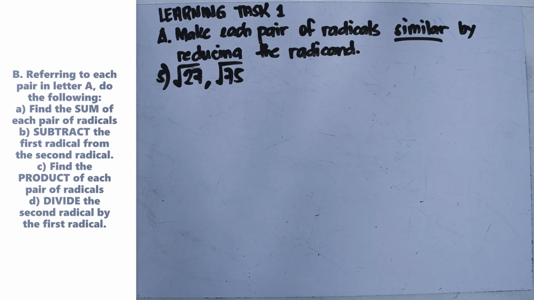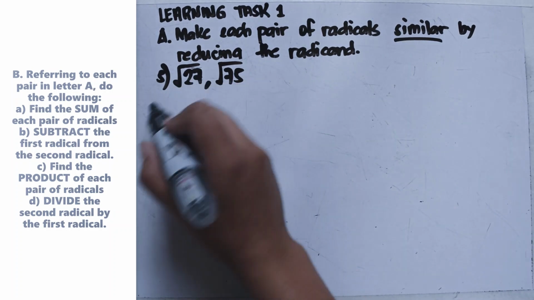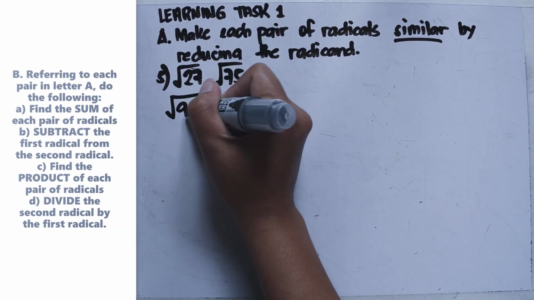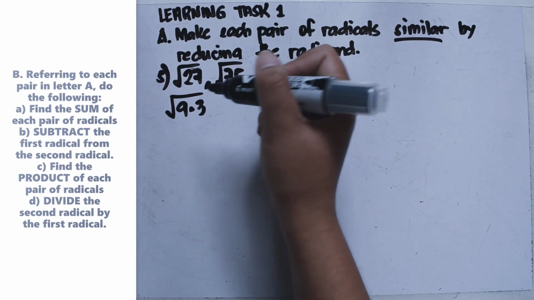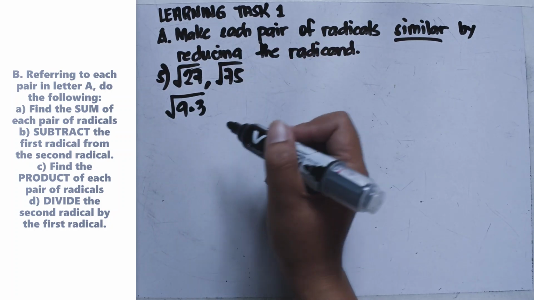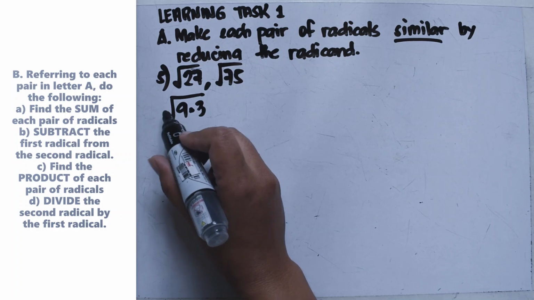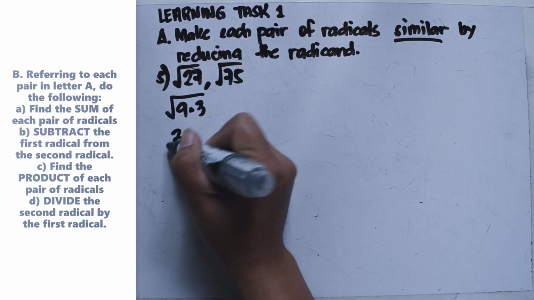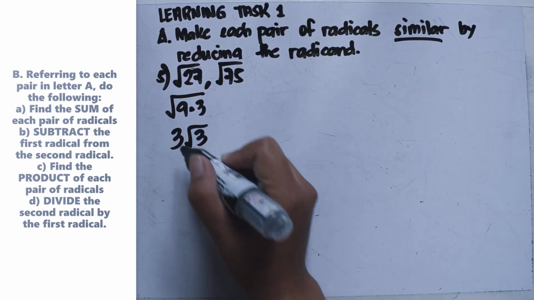So, number 5 na tayo. We have square root of 27 and square root of 75. Again, our first step, similar to letter A, is to simplify. We know that the factors of 27 are 9 times 3, nothing else, other than 1 times 27. So, we have 9 times 3, and 9 is a perfect square since this is a square root. What is the square root of 9? We all know that is 3. So, 3 is left inside. So, we have 3 square root of 3.